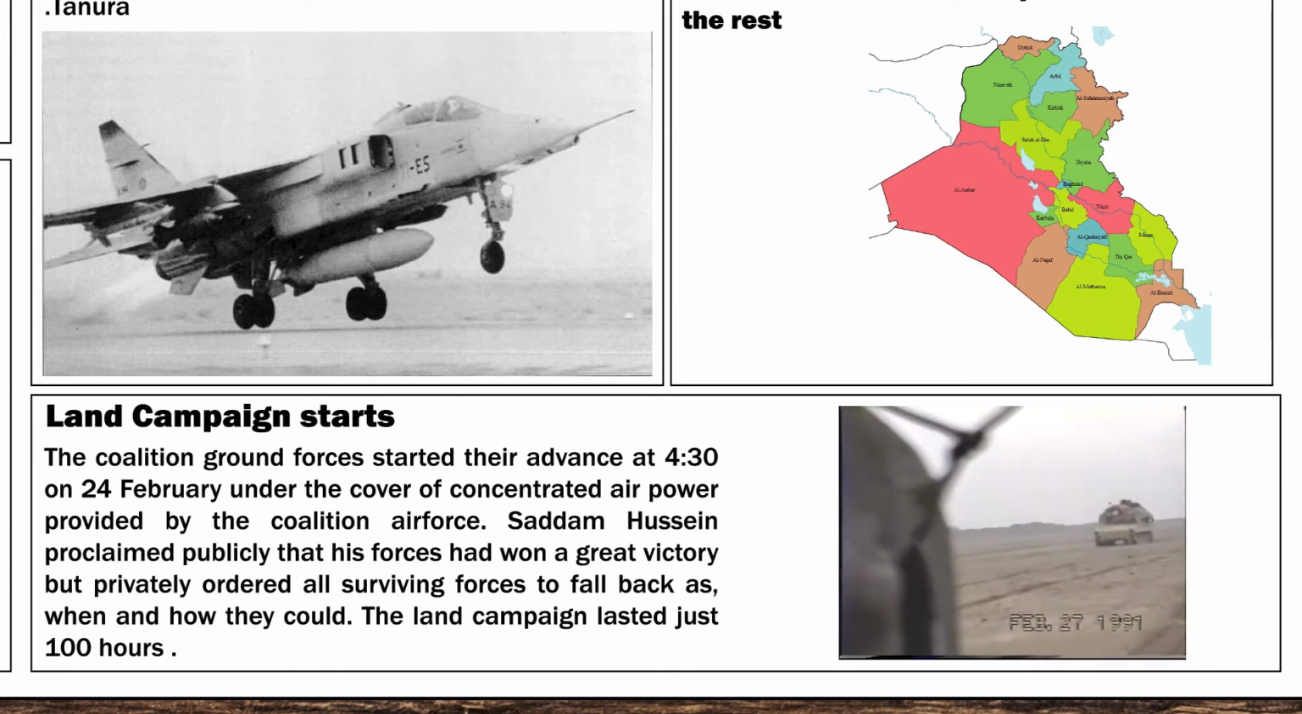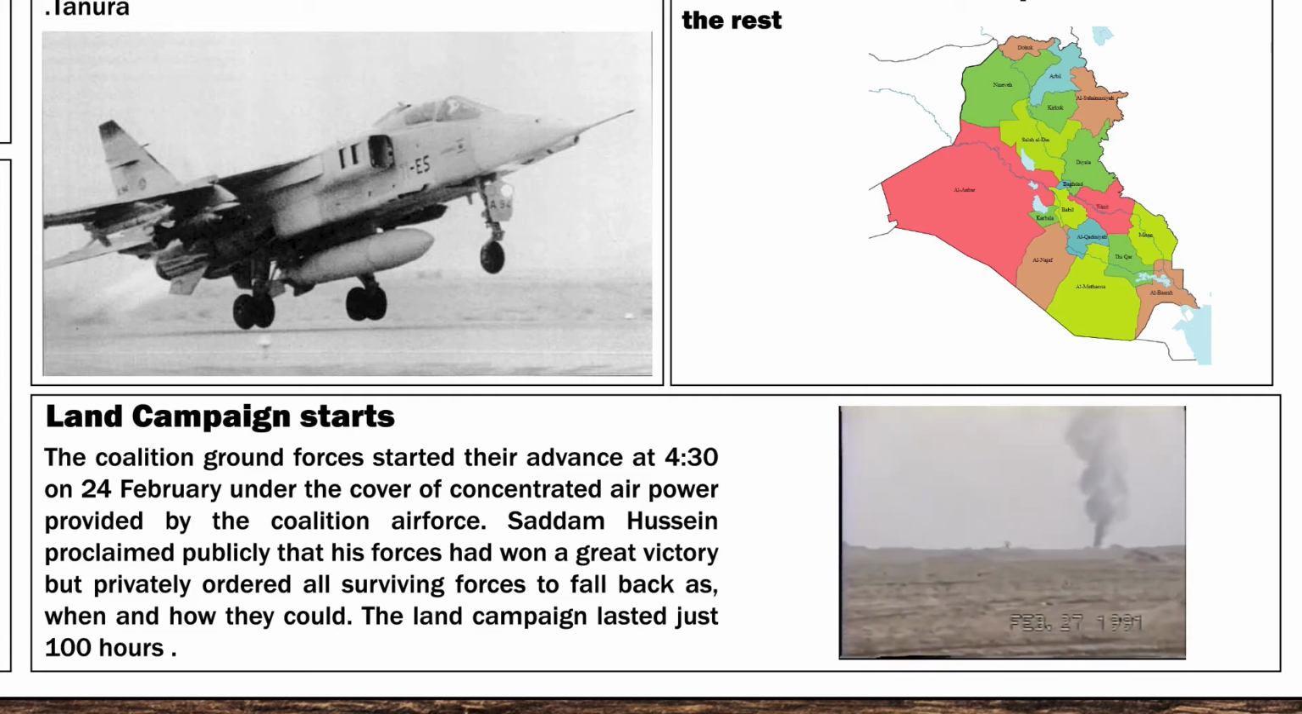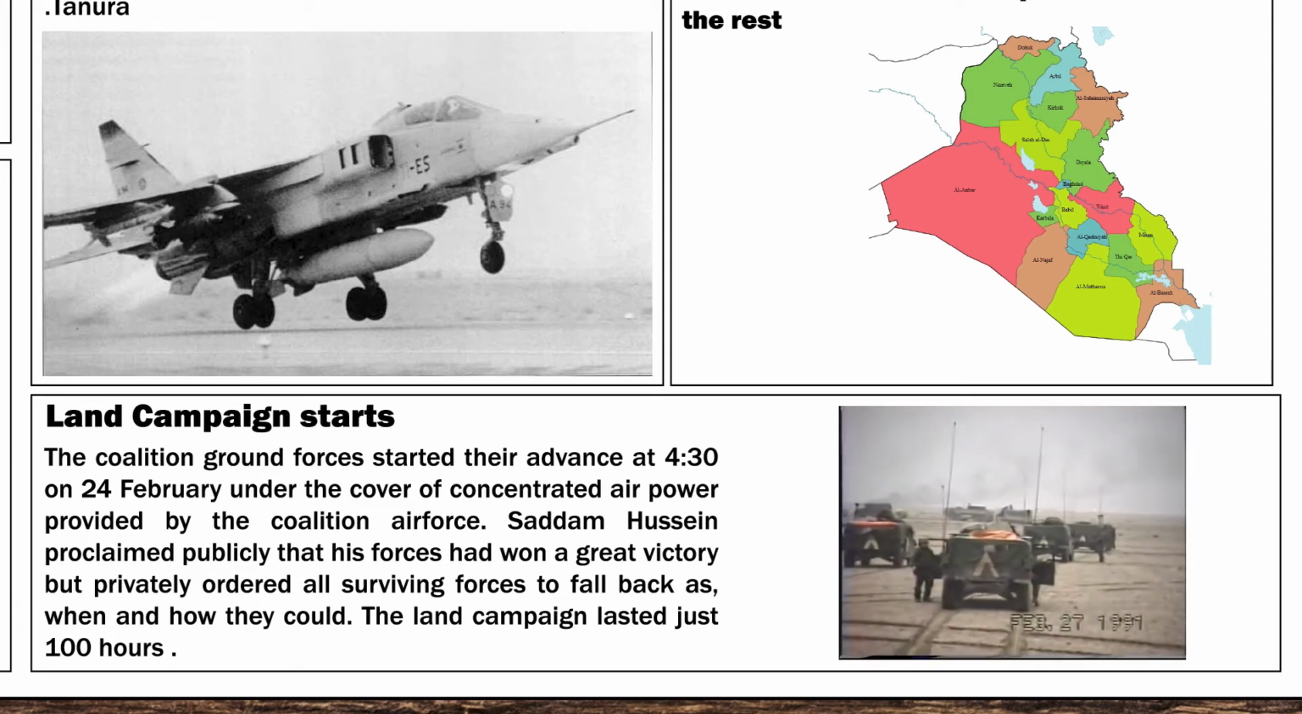Saddam Hussein proclaimed publicly that his forces had won a great victory, but privately ordered all surviving forces to fall back. The land campaign lasted just 100 hours, and in this time the Iraqi army lost about half of the 42 divisions it had deployed to the theater.